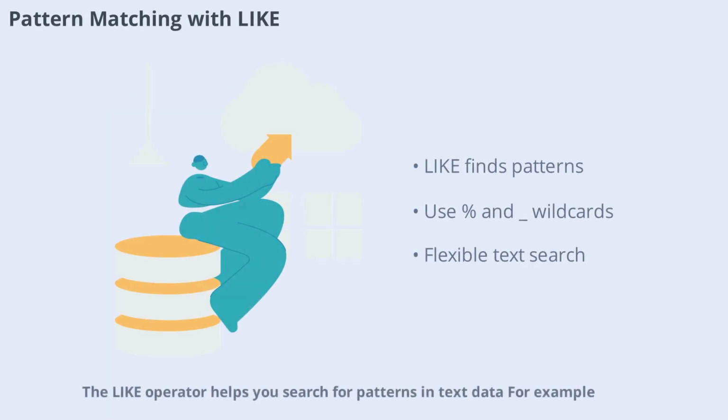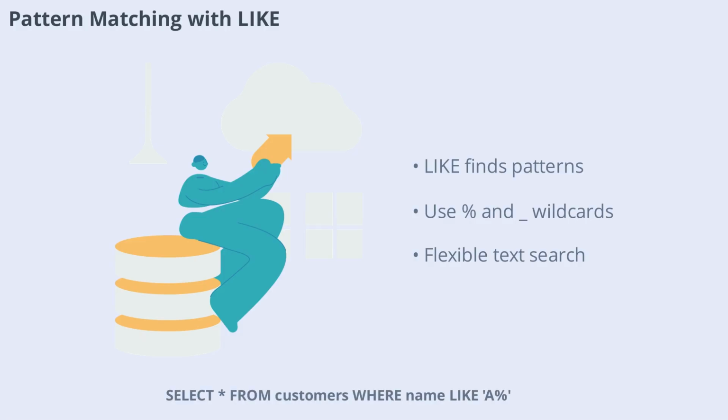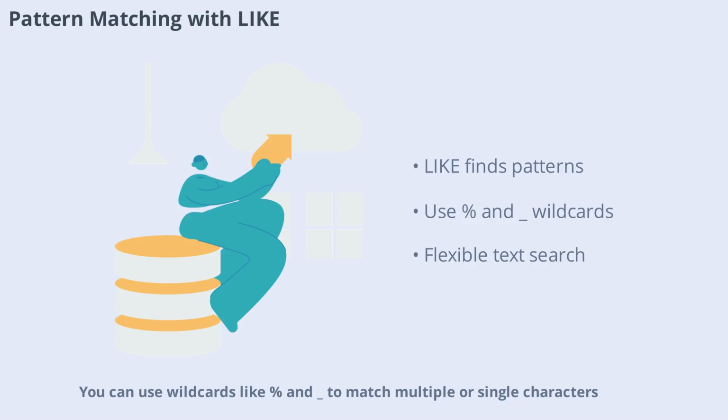The LIKE operator helps you search for patterns in text data. For example, SELECT * FROM customers WHERE name LIKE 'A%' finds all customers whose names start with A. You can use wildcards like % and _ to match multiple or single characters. Pattern matching is useful for flexible searches and data exploration.